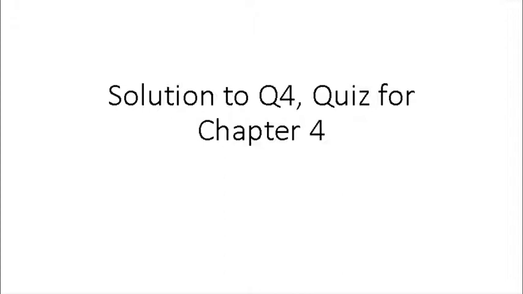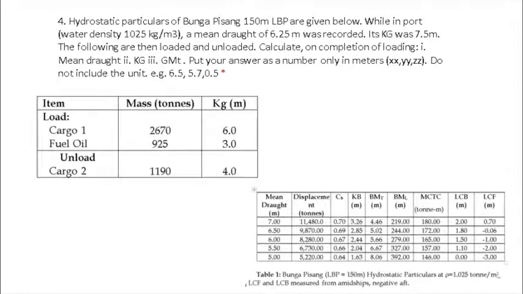So this is the solution to question 4 for the quiz in chapter 4. This is a question inside the Google quiz. Hydrostatic particulars of Bunga Pisang are given, and while in port, a mean draft of 6.25 was recorded. Then KG was 7.5 meters. Then loaded cargo 1 and heavy fuel oil, and unloaded cargo 2. The question is to calculate, after loading, the mean draft, KG, and GMT.